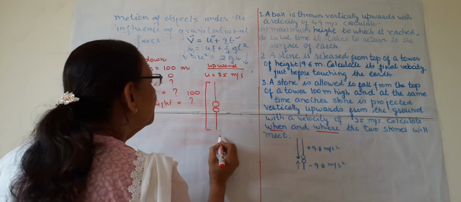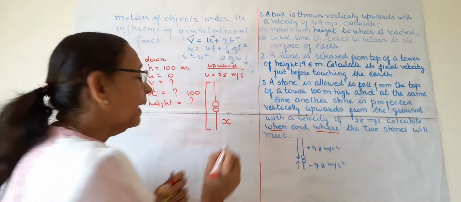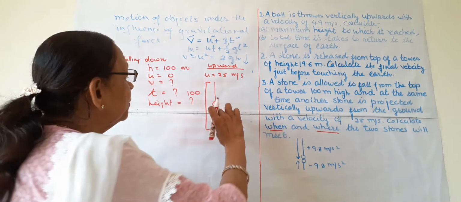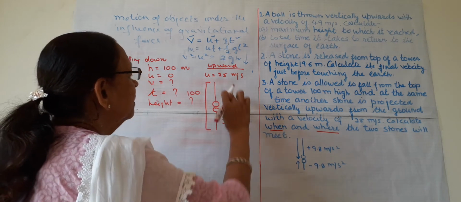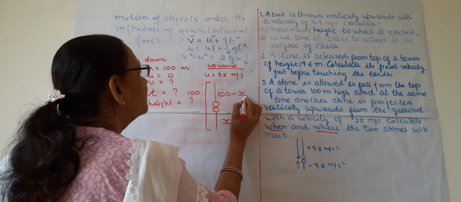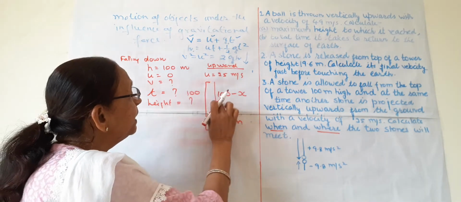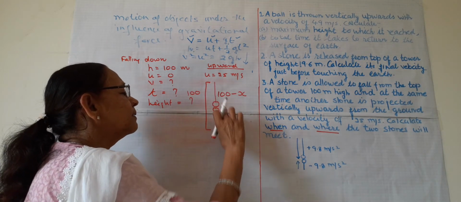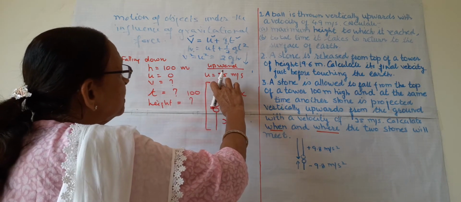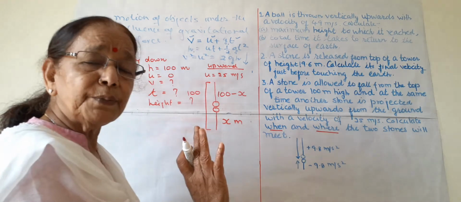Suppose this stone which is going up travels a distance of x meters when it meets this stone. Suppose this distance is x meters. So what is the distance left? This distance will be 100 minus x, as the total is 100. Suppose the stone which is thrown up meets the first stone at a distance of x meters from the ground. Now the total is 100, so the falling stone will meet it at a distance of 100 minus x meters.